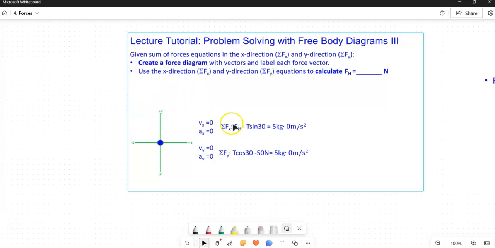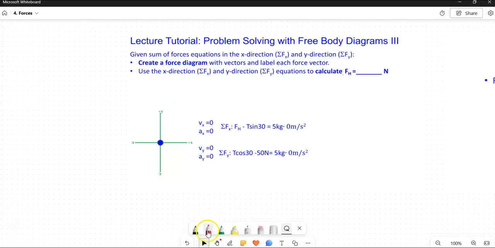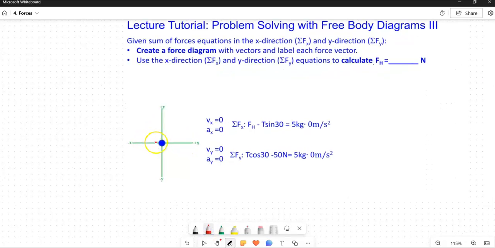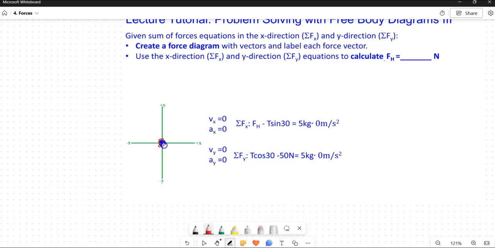So here we are, we have our given equations here. We have a 5 kilogram object, and we're supposed to create a force diagram, label it, and then calculate for F sub h, which is this guy right here. So I'm going to put a little hat on him. We're given that the mass is 5 kilograms. So let's start with our force diagram, and let's start with the y direction. You have the weight of the object, which is 50 newtons down. So that's negative 50 newtons, and that's going to be equal to negative mg.